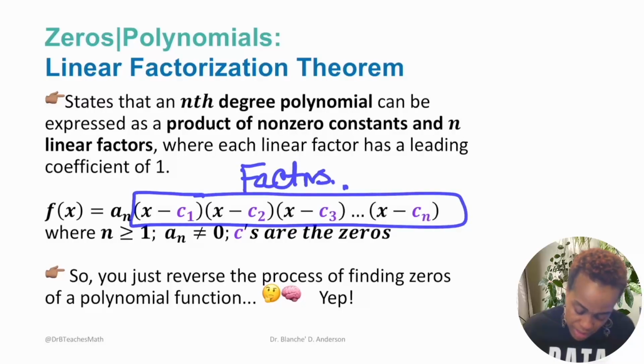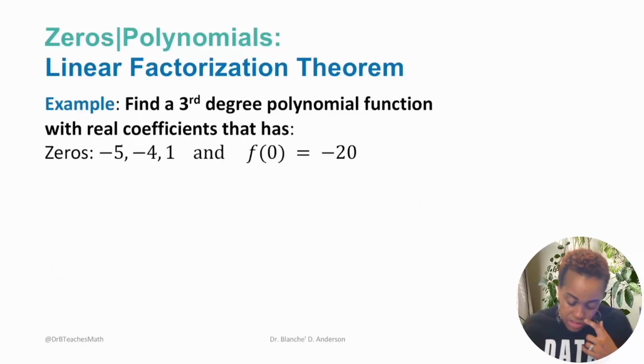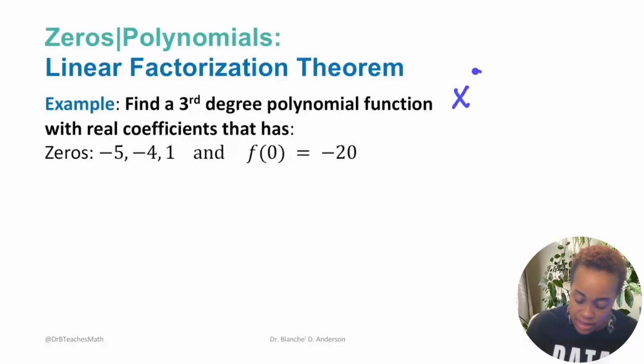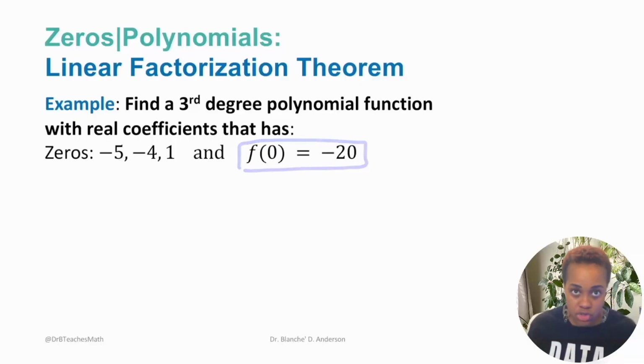Okay, and they're multiplied together to come up with the polynomial. Let me show you an example. On this one, it says find a third degree polynomial. That means you're going to have a polynomial like x cubed with something, something, something. It has these 3 zeros, and it tells us that f of 0 is equal to 20.